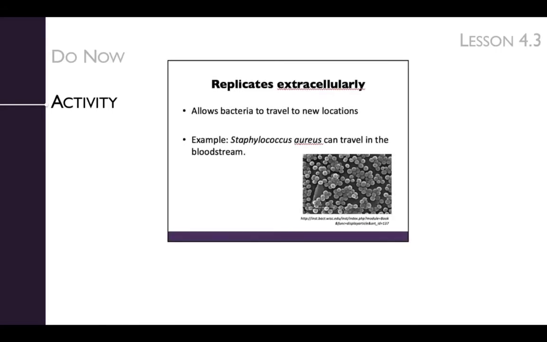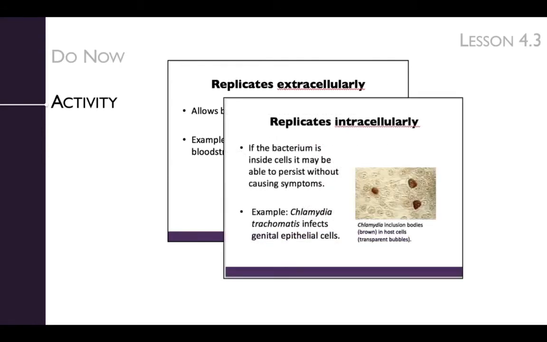Extracellular replication allows bacteria to spread rapidly. They may survive and spread on the body's surfaces and even on inanimate objects. Intracellular replication allows bacteria access to the nutrients they need from inside host cells and also to hide from immune cells.